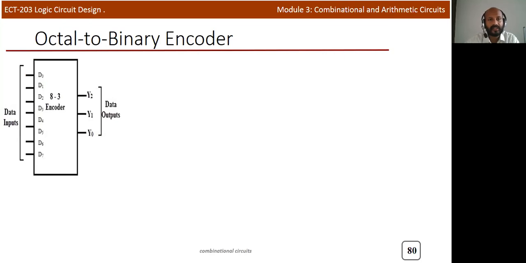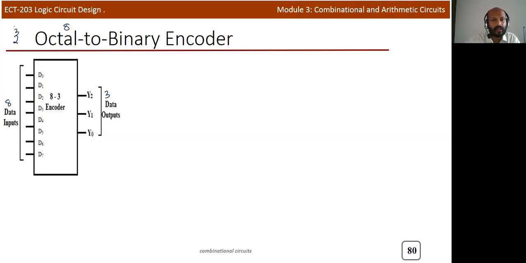Now we'll discuss the octal to binary encoder. Octal means 8, and you can see that in order to represent 8, you can write 2 raised to 3. So at the output side, you can expect 3 output lines. So 3 output lines, 8 data input lines, D0 to D7. So 8 to 3 encoder.